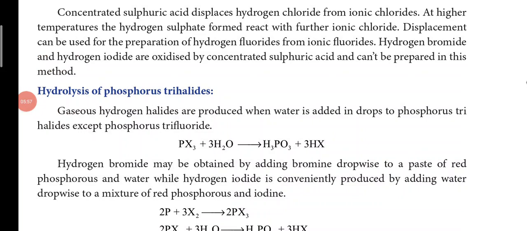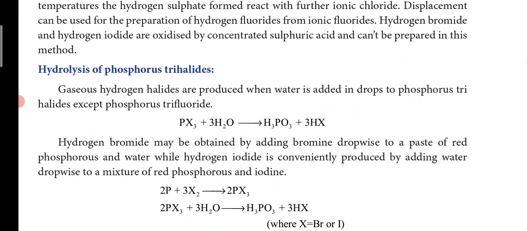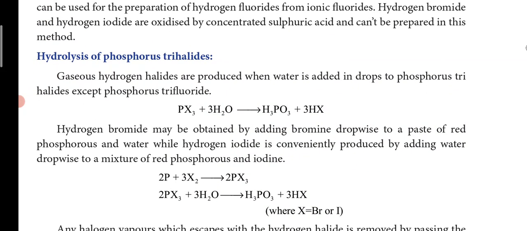Next is hydrolysis of phosphorus trihalide. Trihalide means PX3, phosphorus trihalide. On reaction with water, that is hydrolysis. So you will get phosphorus trihalides, except phosphorus trifluoride. We have to add in drops to water so that you will get phosphoric acid.